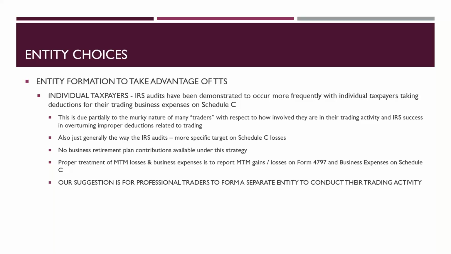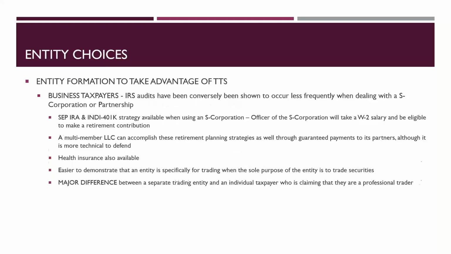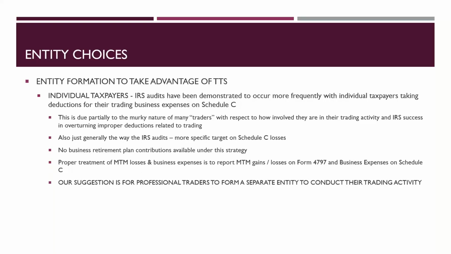And as I mentioned earlier, the proper treatment of mark-to-market losses and business expenses is you report mark-to-market gains and losses on 4797 and business expenses on Schedule C. Again, we're not reporting gains from trading on Schedule C as income. It just does not happen. It has to go on 4797. Overall, and I think you can probably hear from my tone, the best thing for a trader to do, a professional trader that's trying to do this, is form a separate entity.